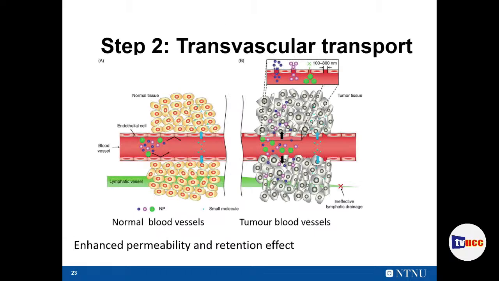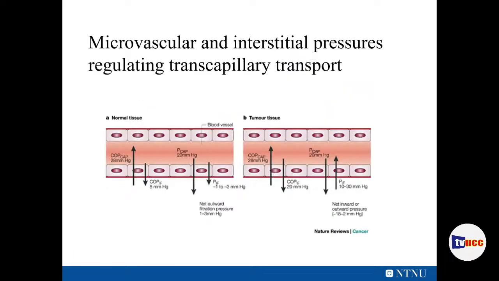And then the next step is to cross the capillary wall. I have explained to you that we are lucky to have these leaky vessels. And then I said there were two processes: diffusion and convection. If we're going to have convection, we need a pressure gradient. So what is the pressure gradient across the capillary wall in a tumor and in normal tissue?